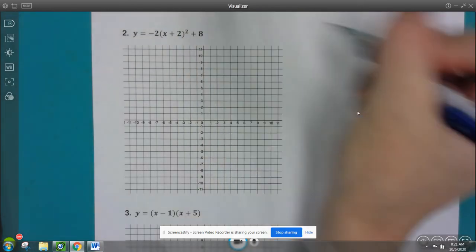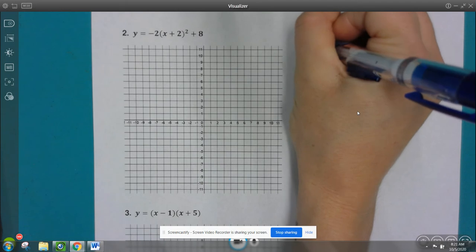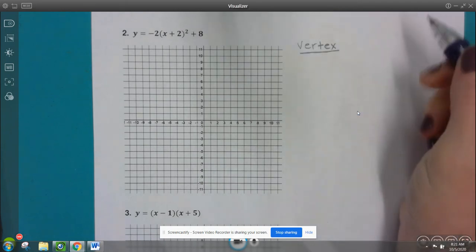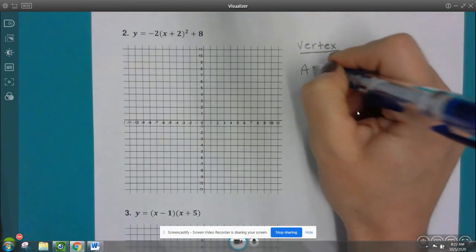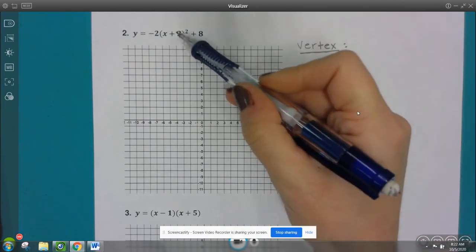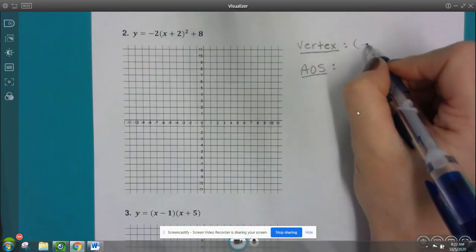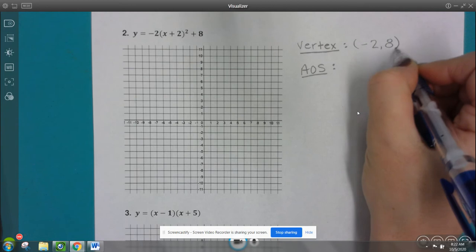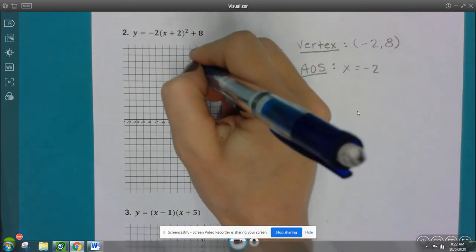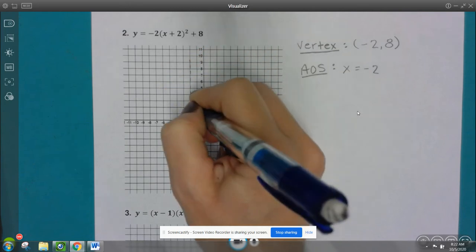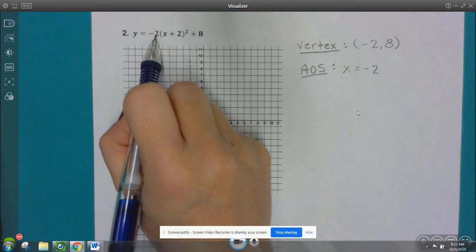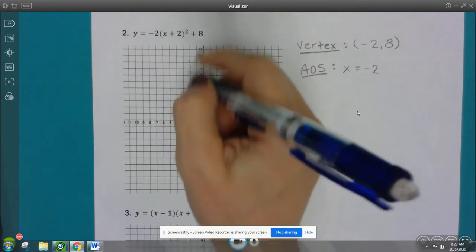So with my vertex form, I can automatically find my vertex and my axis of symmetry. Here my vertex is -2, 8, which means my axis of symmetry is x equals -2. And again, because I see this -2, I know my graph is going to be opening down.